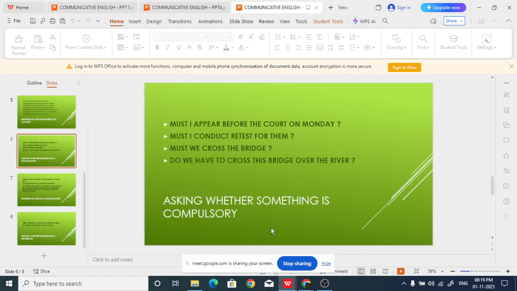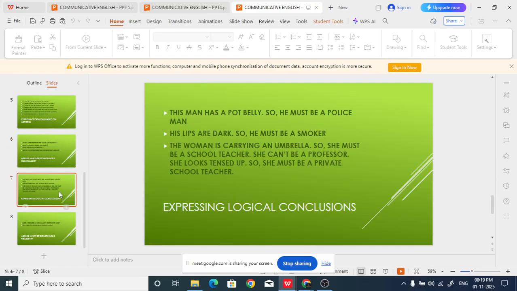Okay. So this is already you know how to talk, no doubt in it. But you can become a refined speaker if you use some of these words. Okay. Next, expressing logical conclusions.